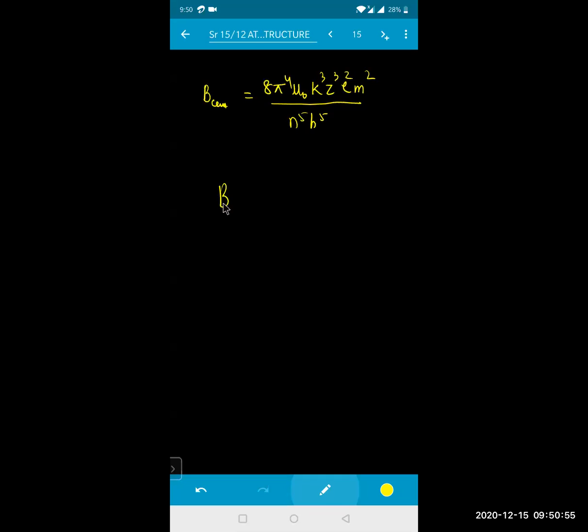That means magnetic field of your nth orbit is directly proportional to your z cube divided by your n to the power of your 5. Again, this is again an important formula.